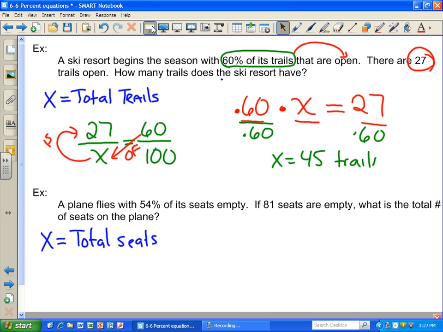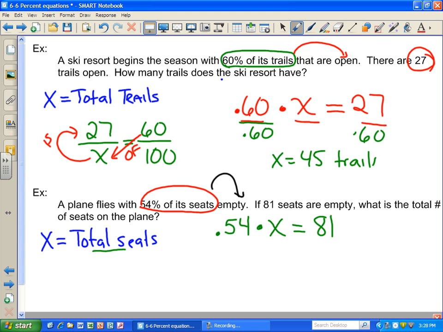Then look inside the problem and see, when you look at the percentage, what is it actually telling you? So a plane flies with 54% of its seats, 54% of its seats are empty. So now I'm going to use that to write my equation. 54% of its seats, of its total seats. 54% of its total are empty. Well, there's 81 that are empty. 54% of the total is the part.